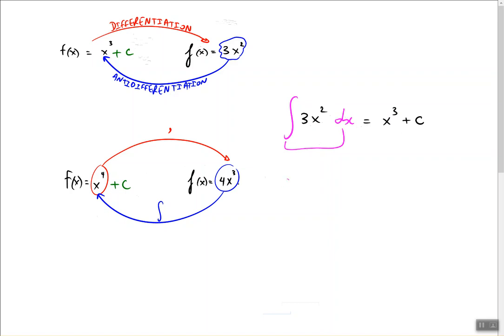Let's try it again. If I said in the second example, what's the antiderivative or what's the inverse operation of 4x cubed? What function do you differentiate to get 4x cubed?